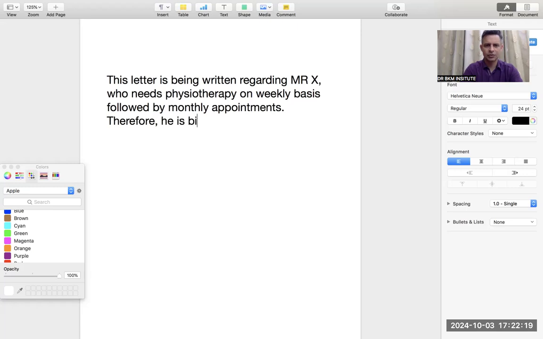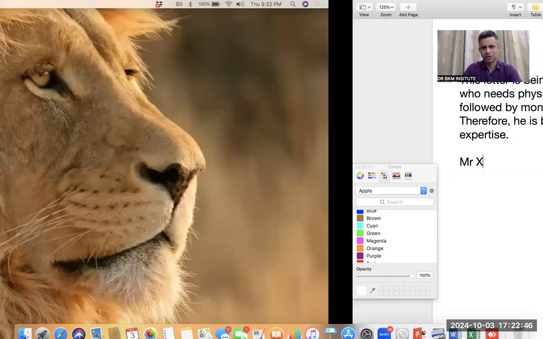This is how easy OET is. Letter can come difficult, your question can come difficult, but your answer, I'm afraid to say, or I'm glad to say, can never be difficult. This is your purpose. That's it. I'm writing to community physio. I just have to tell that he needs physiotherapy on weekly basis followed by monthly appointments. Then I can tell about other things. Mr. X. Now I will talk about social history and medical history.